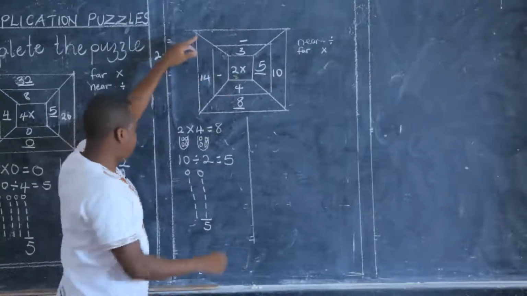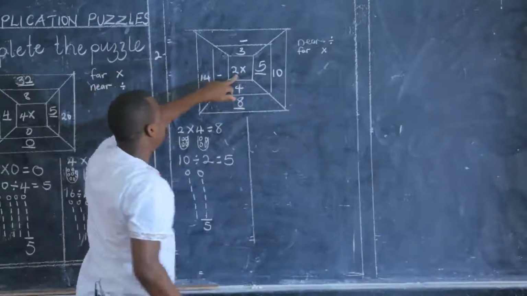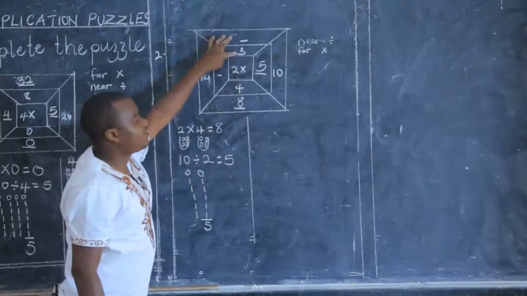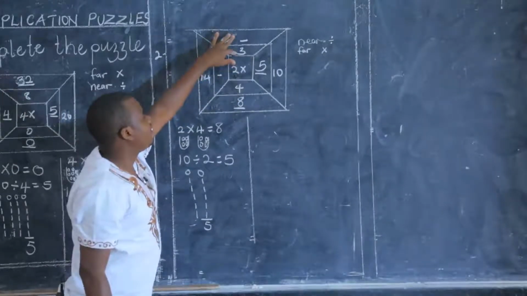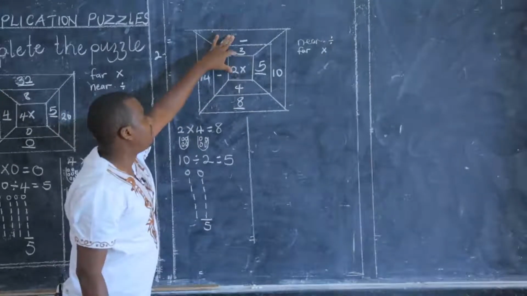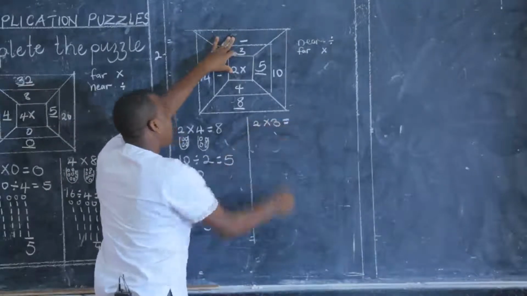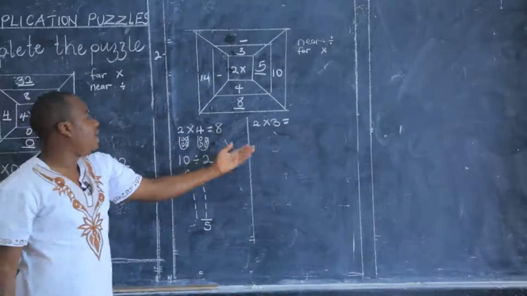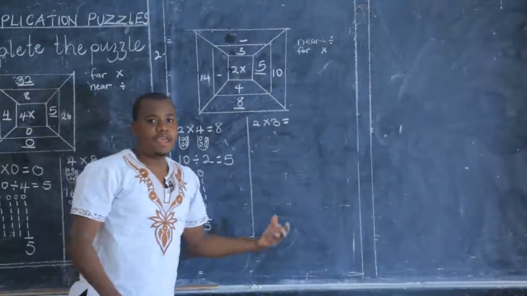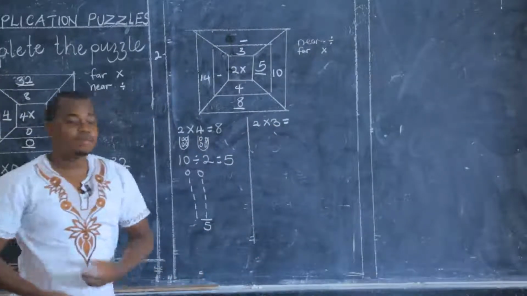Now we are going up. This is 2. This is 2. The answer is already, the answer is far. So what shall we do? We shall multiply. So this will be 2 times 3. And what is 2 times 3? What does it mean? 2 groups of 3 items.